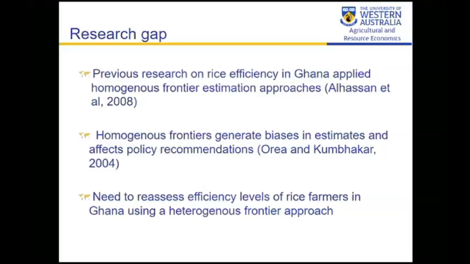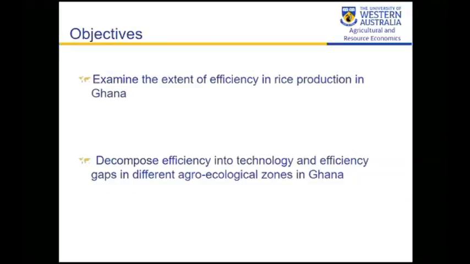Oria and Kumbakar in 2004 pointed out that if we fail to account for heterogeneity in our modeling, then there's going to be a bias in the efficiency estimates, and that is going to influence the policy conclusions that are drawn out of such studies. And we therefore sought to reassess the efficiency levels of farmers in Ghana using models that account for heterogeneity. And that leads me to my objectives, that is to measure the extent of efficiency of rice production and to also decompose efficiency into technology and efficiency gaps.